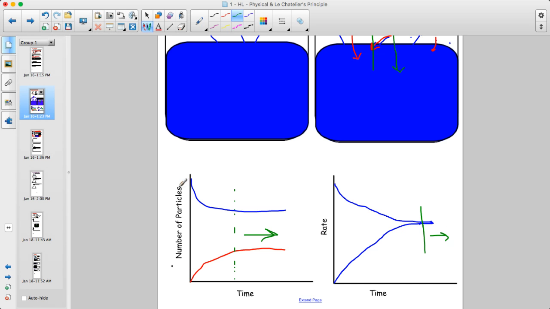So it depends on if the IB were to throw at you a concentration or a number of particles graph versus a rate graph, because equilibrium means that the rates are equal. So either the amounts stop changing or the rates actually physically touch, and that would represent equilibrium on a graph.